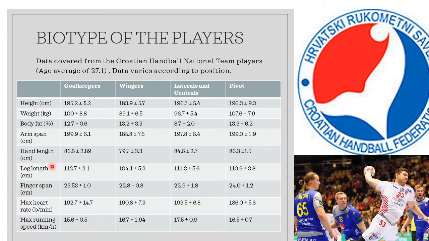The biotype of the players is really specific. Most players are really tall, with an average of over 184 centimeters and a mass of more than 90 kilograms. Their body fat is kept low in percentage, and their limb span is really big. They also have a high maximum heart rate and a high running speed of over 15 kilometers per hour.